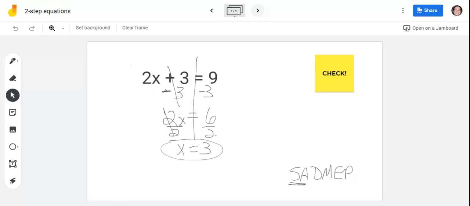Okay, so how do we do a check step? You take the number that you think is the answer and you substitute it into the original. So here I think x equals 3. Everywhere there's an x, I'm going to replace it with a 3. So I keep my 2, multiply by 3 because 2x is multiplication. The rest of the equation stays the same. Keep the plus 3, keep the equals 9. Then you just have to go through and check it. 2 times 3 is 6. 6 plus 3 is 9. Because those two are equal, your answer is right.